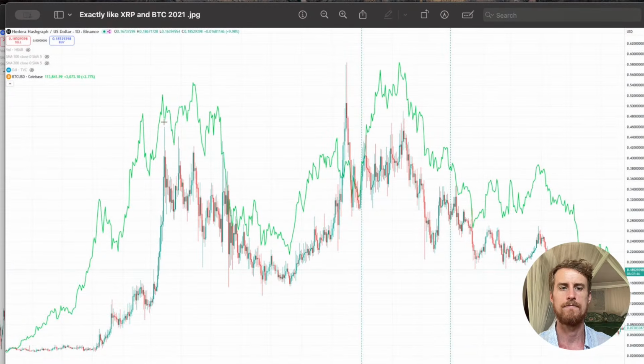But XRP, what it's done, it's looking kind of like what Hedera did, where it got a peak over here. And also Bitcoin is in the green, 2021 bull market. This looks very similar to what XRP is doing, where we got these peaks earlier this year, then a correction that was pretty brutal, then a new all-time high for the second time, but then that's all she wrote. That was it. That was the end of the bull market. And everybody at the top was saying, we're going to the moon.